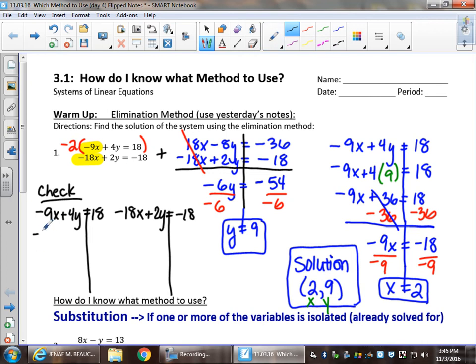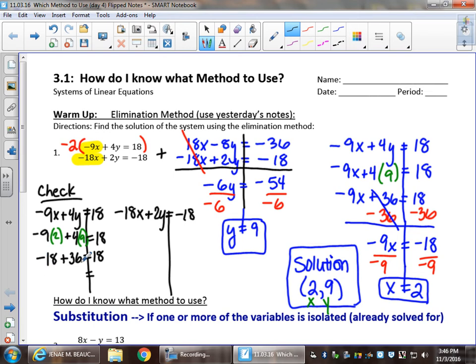So this becomes negative 9 times 2 plus 4 times 9, ooh, a little tight on space there, equals 18. Negative 9 times 2 is negative 18. 4 times 9 is a positive 36. And this right side does not change. It stays 18.